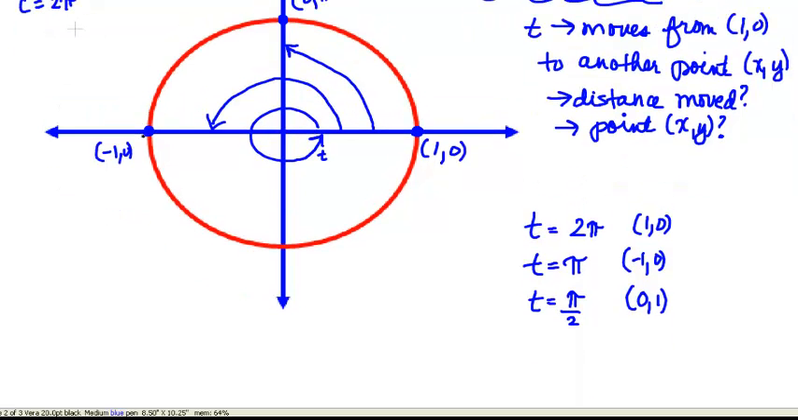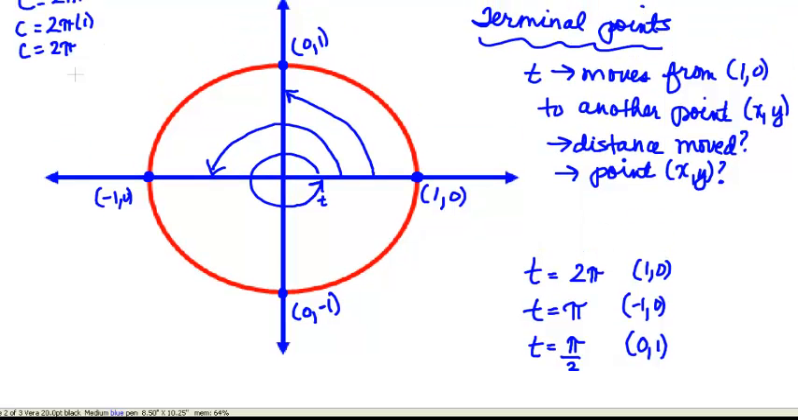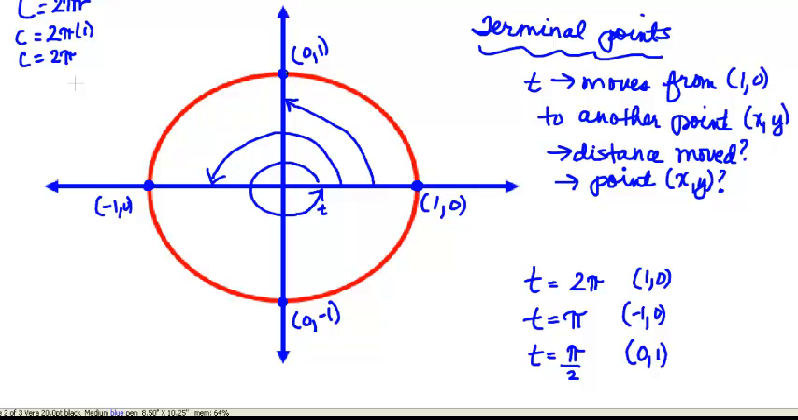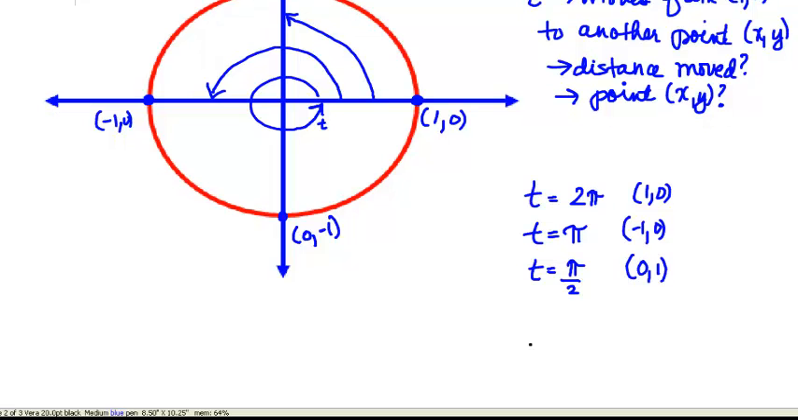Well, if I go between pi and 2 pi, so if I stop here, I know my terminal point is 0, -1. Well, what is that angle? So let's think of it in terms of pi over 2. So if this is pi over 2, this is 2 pi over 2, this would be 3 pi over 2. So if my T value is 3 pi over 2, then the terminal point would be 0, -1.